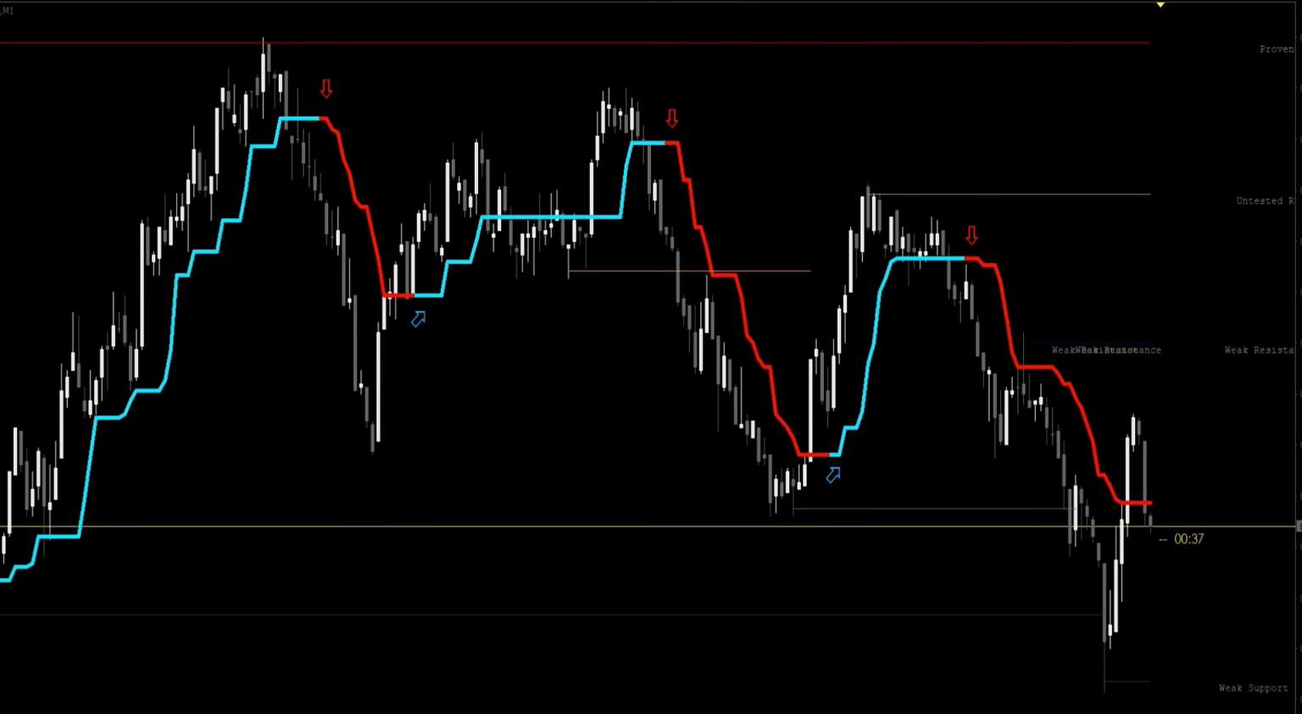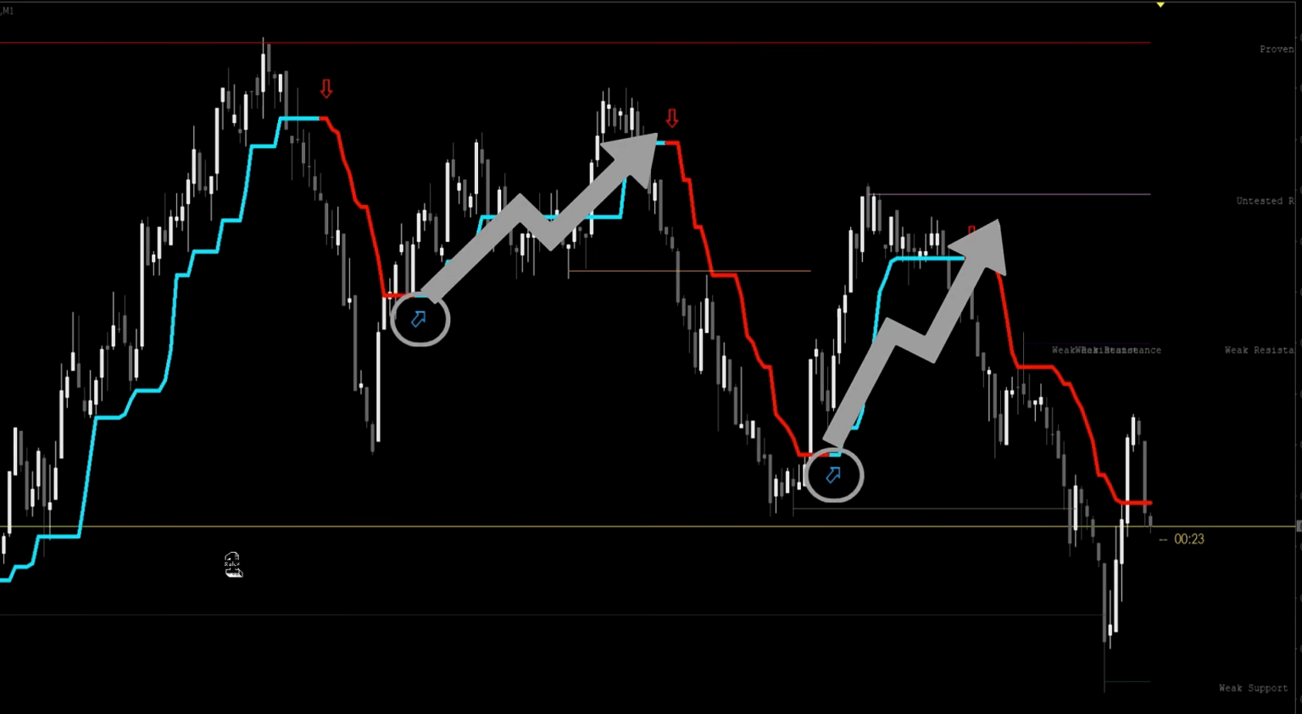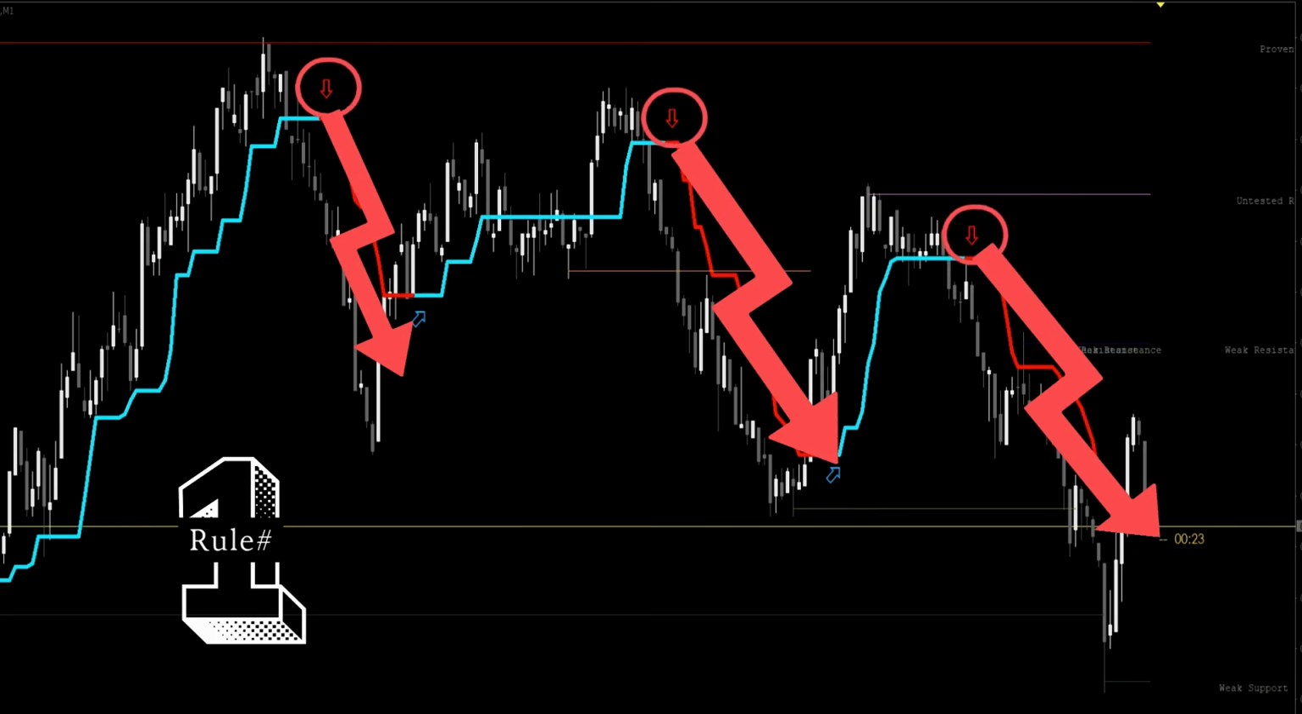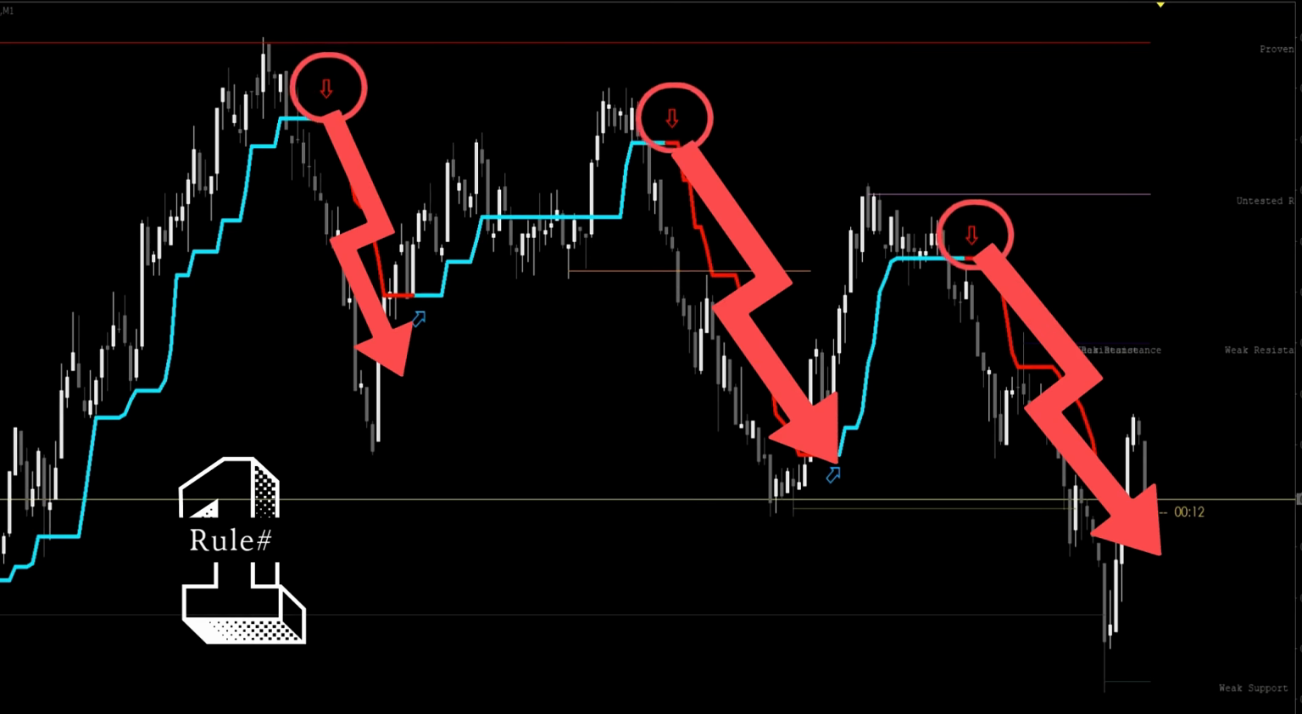To get high accuracy, we need to apply the AM trading filter rules. Here is the secret sauce. We only trade when the momentum matches the market structure. Rule number 1, the setup. For a buy, wait for the up arrow to appear near a support level. We want to catch the bounce. For a sell, wait for the down arrow to appear near a resistance level. We want to catch the rejection.